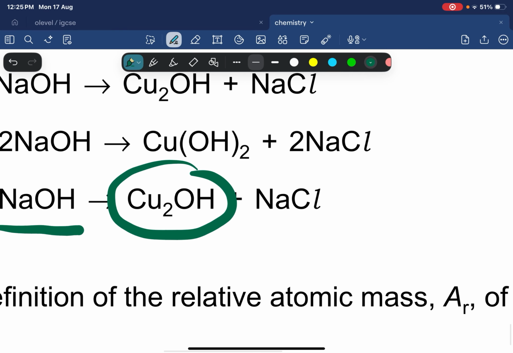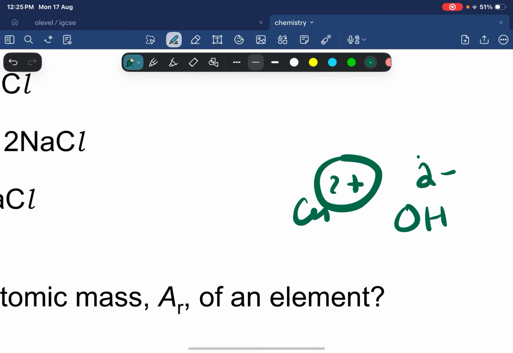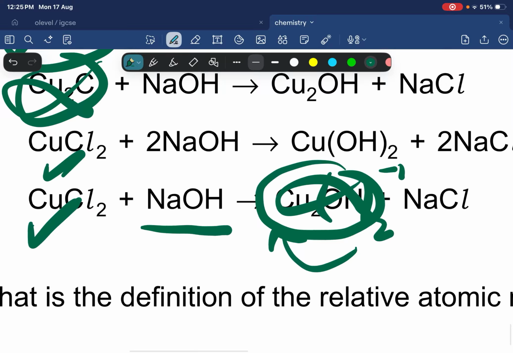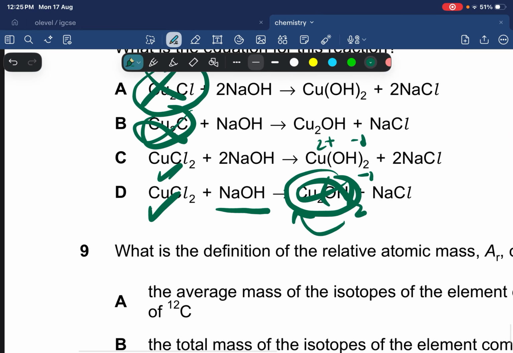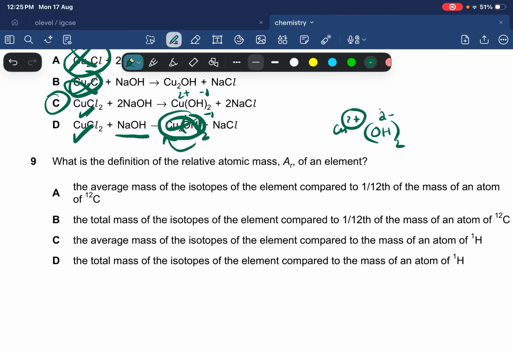Now look at this. Copper was a 2 plus and hydroxide was a negative 1. So you basically need two hydroxides to balance out the charge of copper 2 plus, because to balance out 2 positive you need 2 negative, and one hydroxide is 1 negative, so 2 hydroxides are going to be 2 negative. So that's the equation. Even if you don't know the equation, just by looking at the charges, this one's a 2 plus, this one's a negative 1, you can simply figure out the correct option, which is option C.